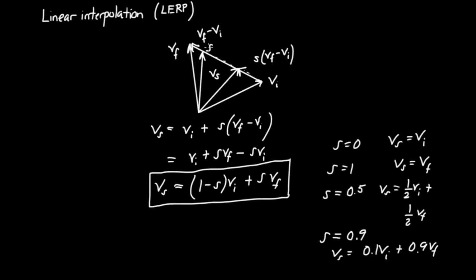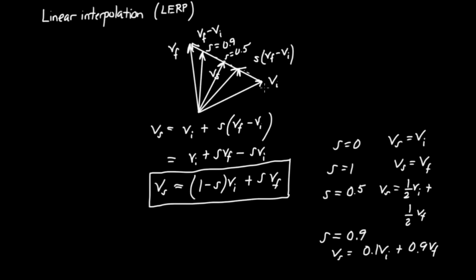So this is this location here, about 90% of the way. It looks something like this. And of course, if you were maybe 50% of the way, the vector would be approximately there, that interpolated vector. That's where S is 0.5.